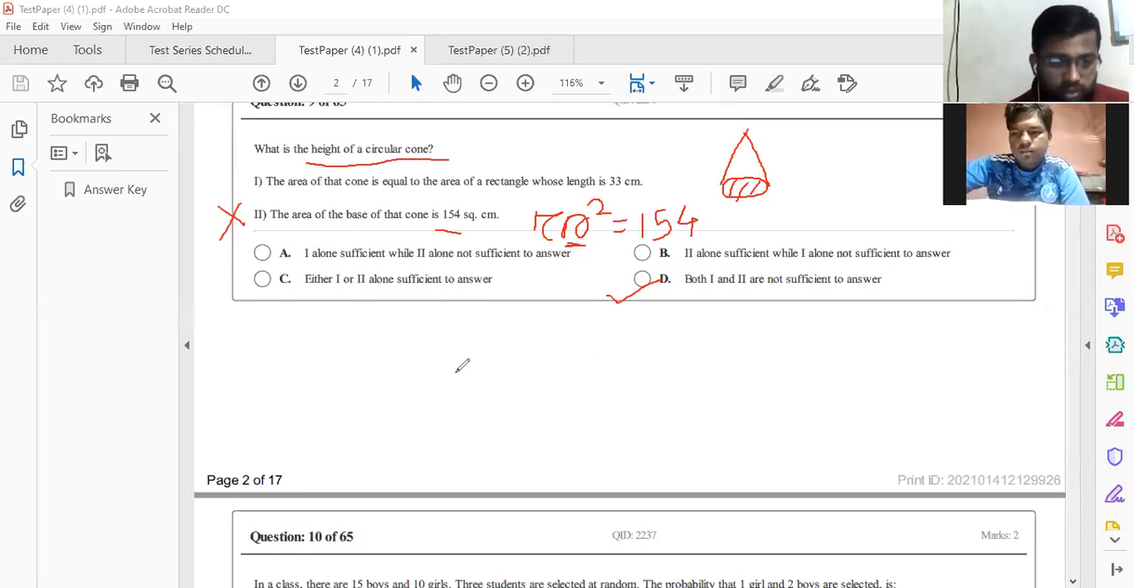In the second option, we are getting the radius, but we need to calculate the height. And in the first option, the width is missing. That is the reason we are not able to calculate the height. So both the options are not sufficient. Hence option D. Clear?